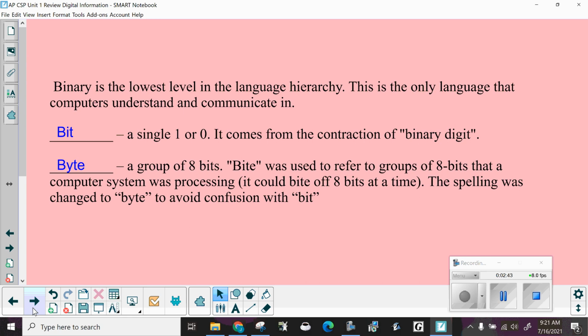Byte was used to refer to groups of 8 bits that a computer system was processing because it could bite off 8 bits at a time. The spelling was changed to B-Y-T-E instead of B-I-T-E so that you didn't confuse it with a bit. It was a little more distinguishable.